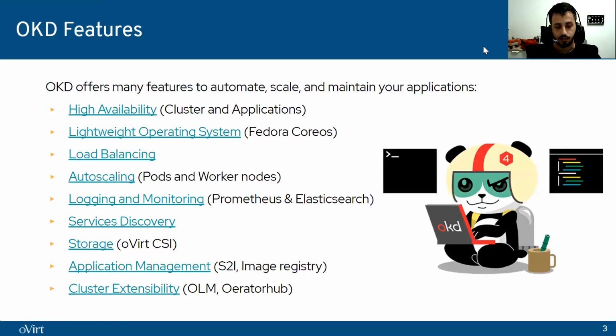It adds logging and monitoring, service discovery, application management, and cluster extensibility via operators, whether it's operators managed by the operator lifecycle manager or the operator hub, which you can install after the cluster is installed. And last but not least, we provide storage integration via the oVirt CSI driver and operator. Basically, you can create Kubernetes persistent volumes, which are oVirt disks in our case, that are available for your applications.